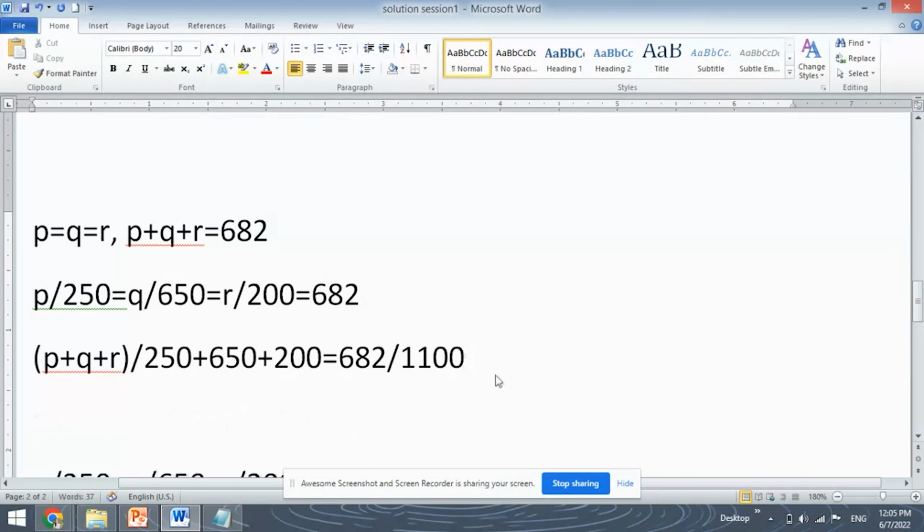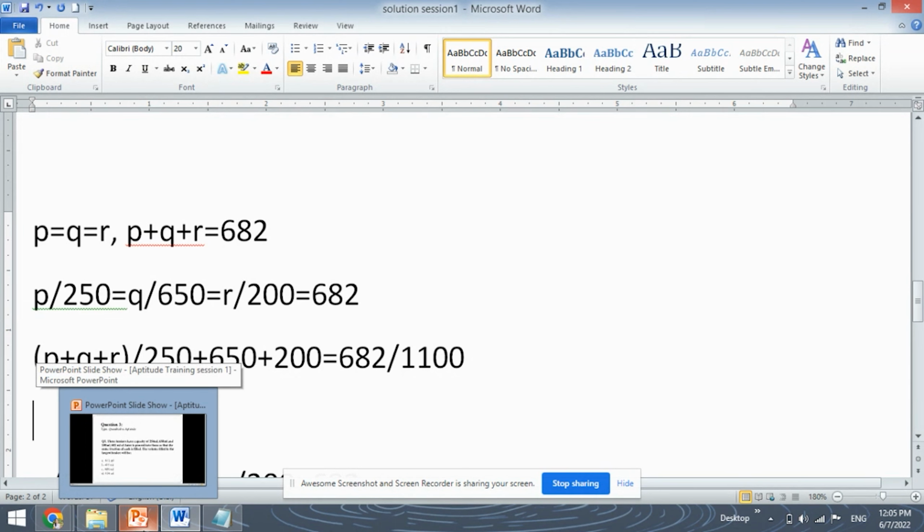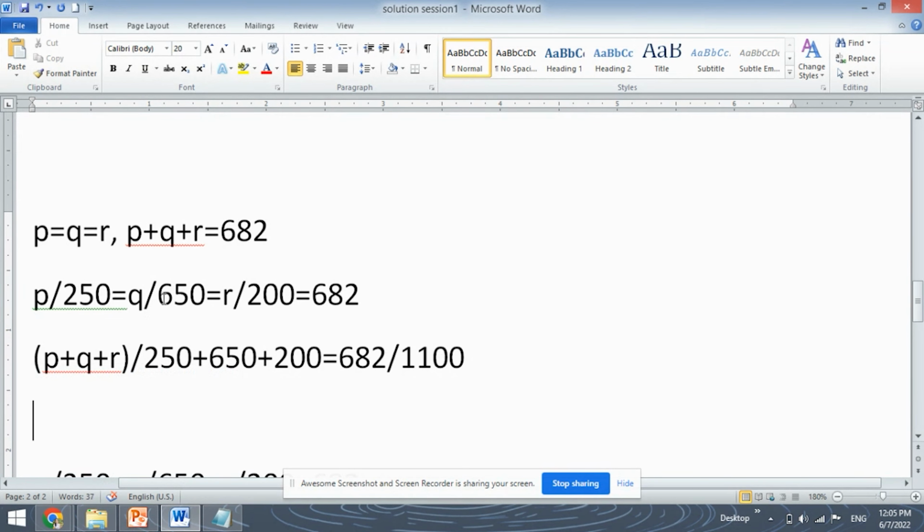Okay, so we need to find out the Q value, the fraction Q from the 650 beaker, correct? Because we need to find out the volume of juice filled in the largest beaker, which is nothing but the 650 ml beaker. So now let's just consider the middle fraction, which is Q by 650, and equate it with 682 by 1100.